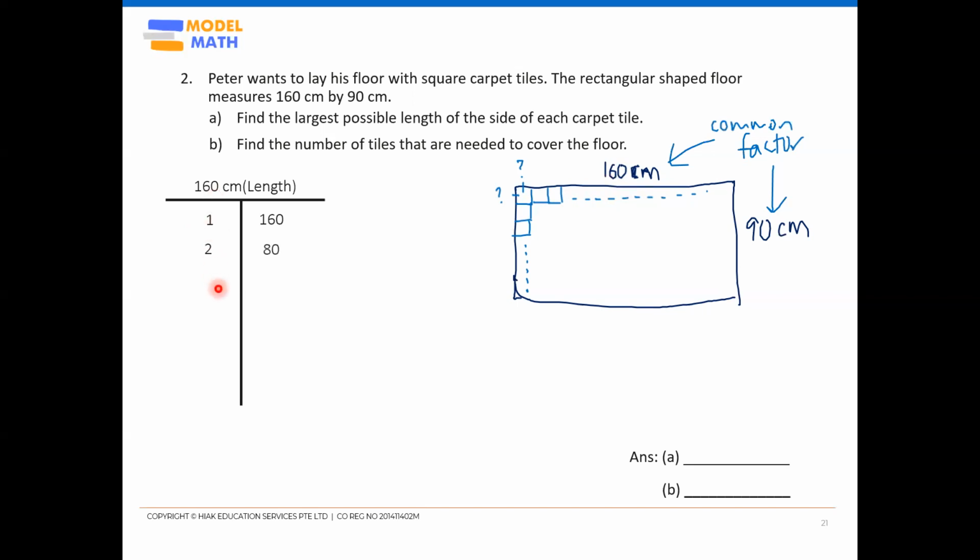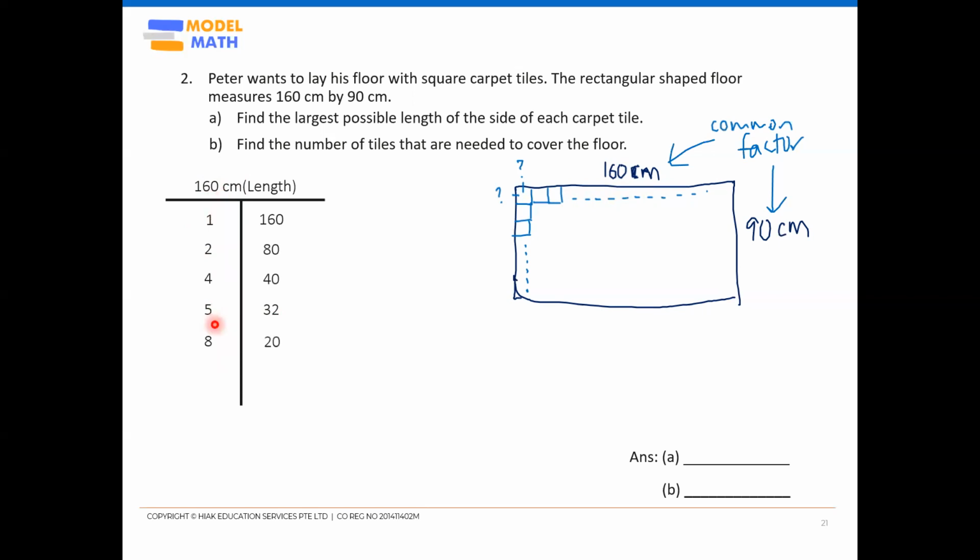So 1, 2, 3 cannot. So 3, don't list here. 4 can. Okay, so 4 and 40. 5 also can. All numbers ending with 0 can divide by 5. So 5 and 32. This one you might need to do long division to figure out is 32. Okay. 6 cannot. 7 cannot also. 8 can. Okay, so 8 can divide 160.